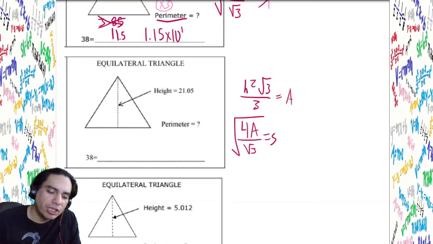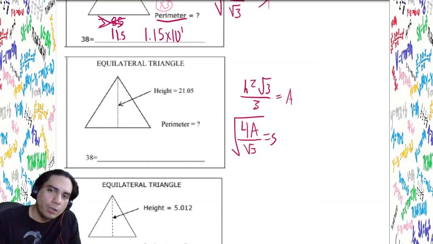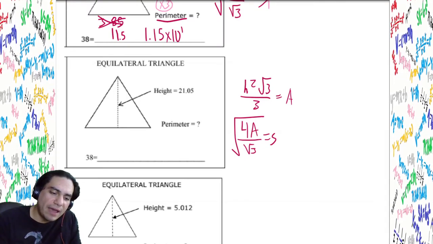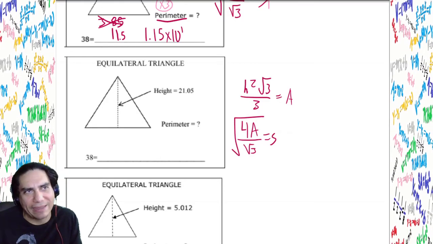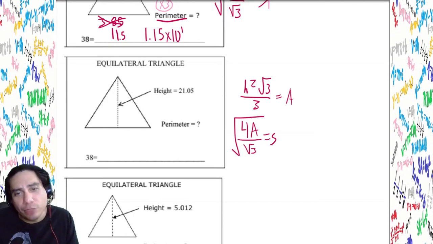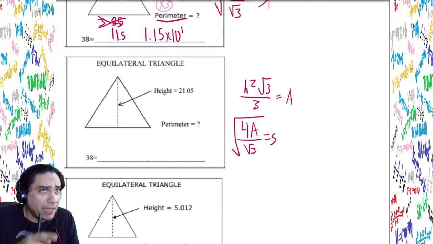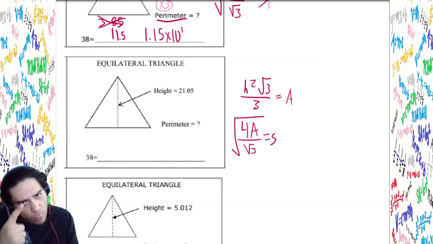Next step, we're going to get that area multiplied by 4. Then we're going to get 3 square root, divide, and square rooted. I got 24.3 as my side, which is completely reasonable. Remember, the side is supposed to be a little bit bigger than the height, okay? But now we got one last step.